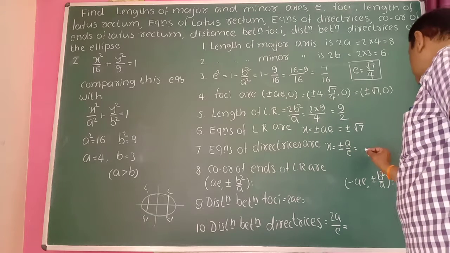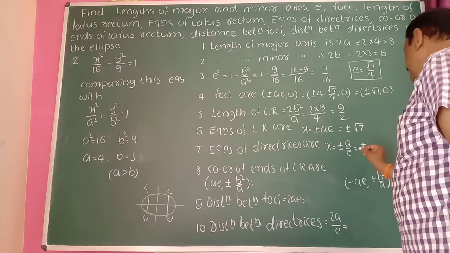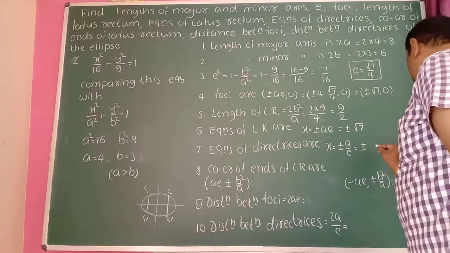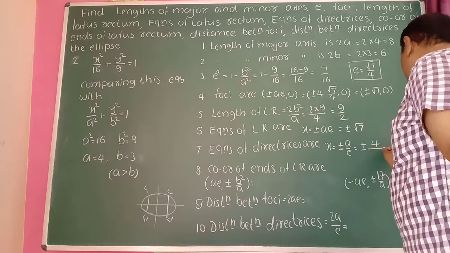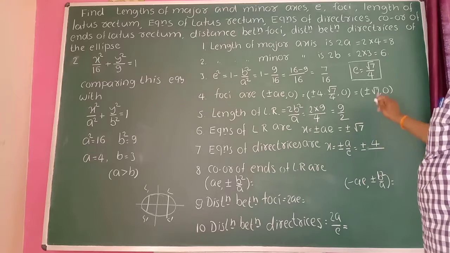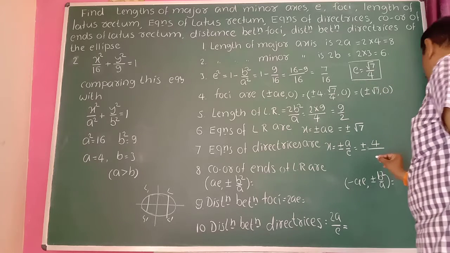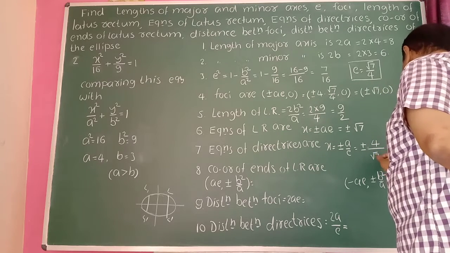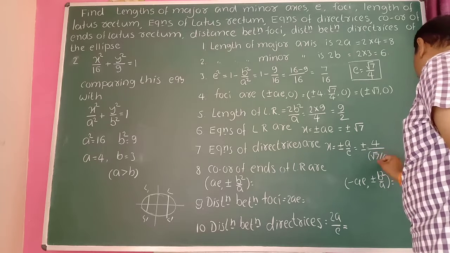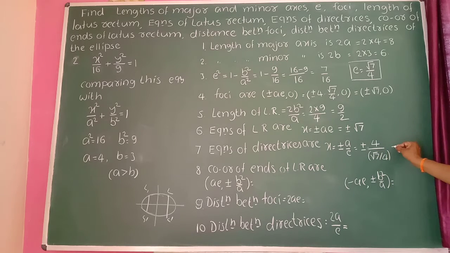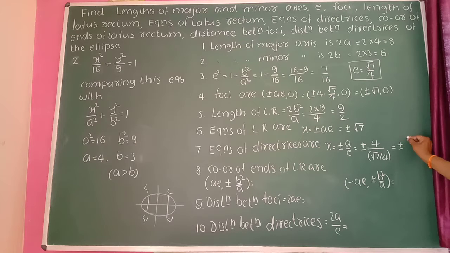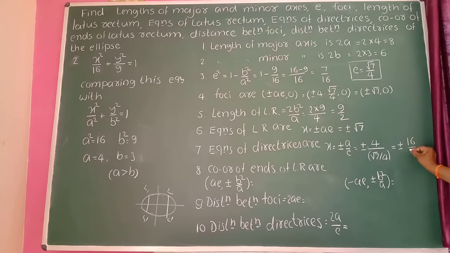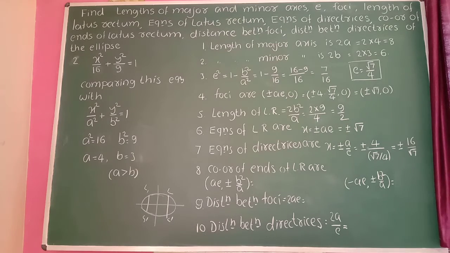The equations of the directrices are x equal to plus or minus a upon e. The a value is 4 divided by the e value, root 7 by 4. Root 7 divided by 4, take 4 to the numerator. So plus or minus 16 divided by root 7.